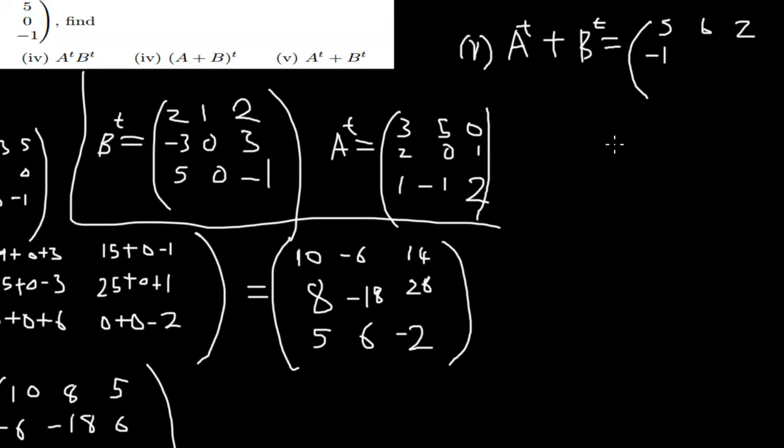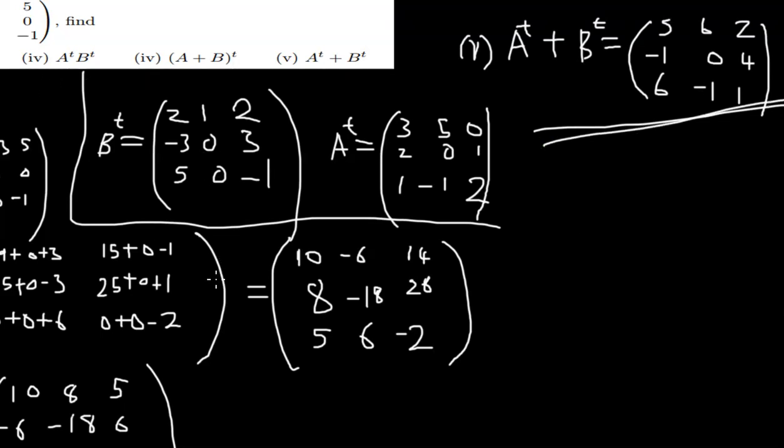0 plus 0, you get a 0. 3 plus 1, you get your 4. 5 plus 1, you get your 6. 0 plus negative 1, you get negative 1. Negative 1 plus 2, you get 1. So this is your A transpose plus B transpose. This is your final answer for question 5.